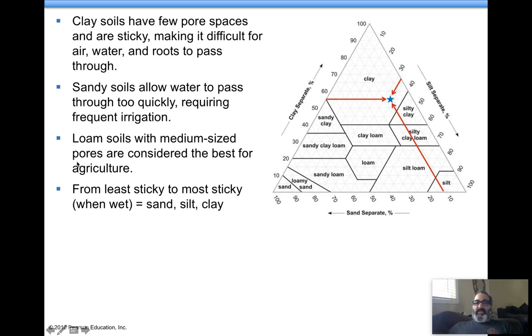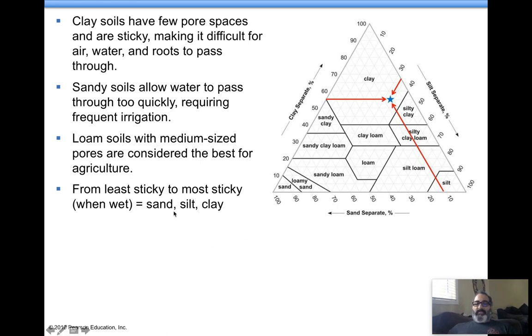Loamy would be medium-sized pores, and it's considered the best. Loam is a mixture of all 3 particles. Loamy soils are generally the best because it's the medium size. The pores are the right size. Air and water can move through. Roots can penetrate.